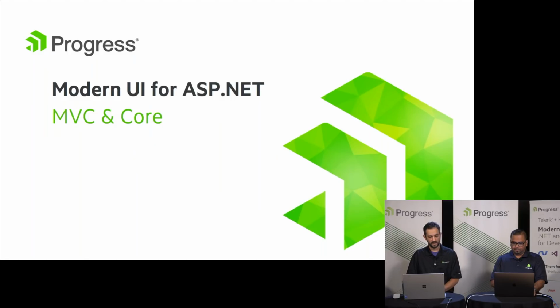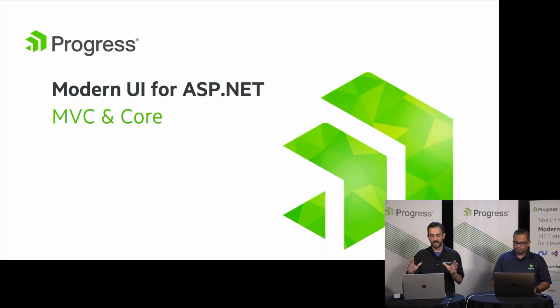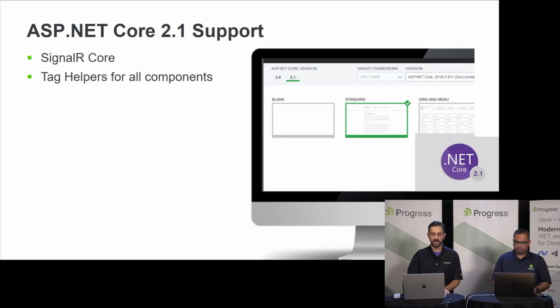Okay. All right, so I'm going to talk about modern UI for ASP.NET. And I'm talking about ASP.NET Core and MVC right now. And we'll touch on ASP.NET Ajax in a little bit here. So for ASP.NET MVC and Core, we've got support for ASP.NET Core 2.1. So if you do File New Project, we've got templates in there for you. You can select your version of ASP.NET Core.